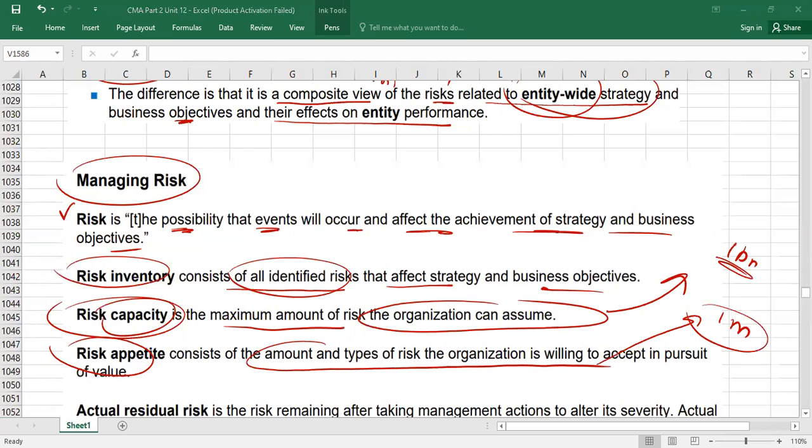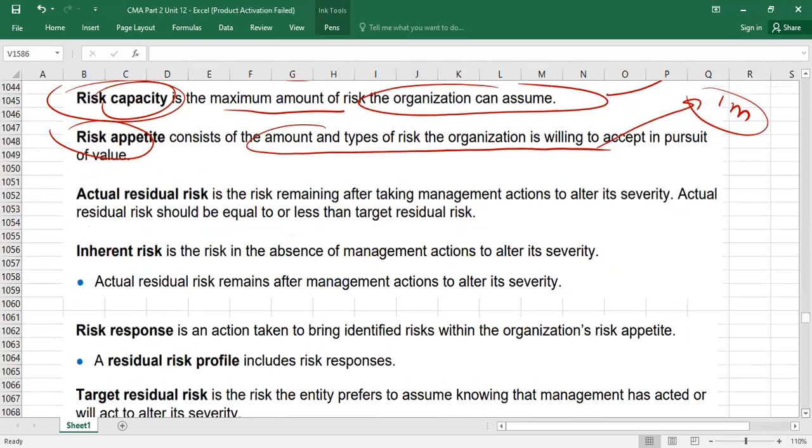Understood? Then we have other words under risk management terminologies. We have actual residual risk. What is residual risk? First, let me tell you. Residual risk means, when you apply a risk management strategy like risk avoidance, risk retention, risk mitigation, or risk transfer, whatever risk is remaining after adopting those strategies is called residual risk. So actual residual risk is the actual risk which is left after implementing the strategy.